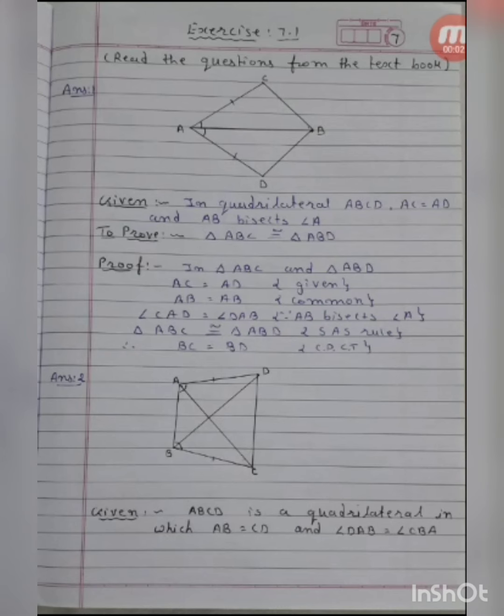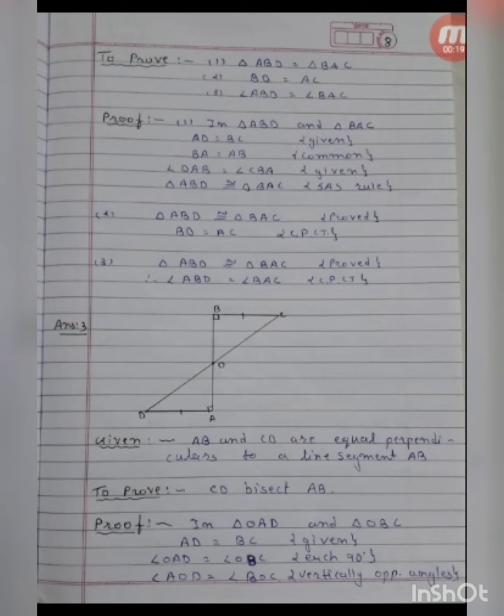Now answer 2. Here the figure is given. Given ABCD is a quadrilateral in which AD is equal to BC and angle DAB is equal to angle CBA. To prove, first, triangle ABD is congruent to triangle BAC. Second, BD is equal to AC and angle ABD is equal to angle BAC.